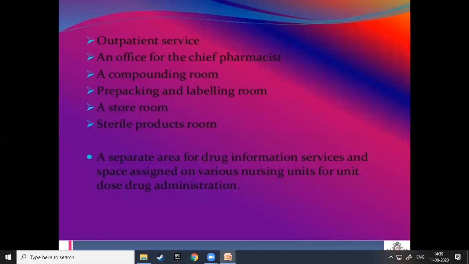Outpatient services, an office for the chief pharmacist, a compounding room, pre-packaging room, labeling room, store room, and a sterile product room. These are separate in a big hospital. A separate room is required for this. A separate area for drug information service and a space assigned in various nursing units for unit dose drug administration.